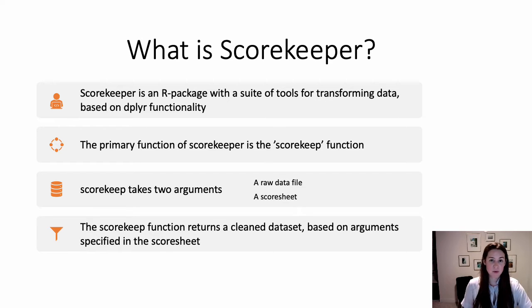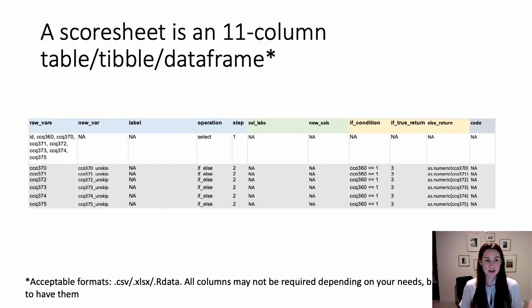And so you might be wondering at this point, what is a score sheet and what does it look like? A score sheet is an 11-column table, a data frame. It could be in .csv, .excel, .rdata, as long as you can read it in. Though I will say .csv, .excel are probably the easiest, and that is because it assumes that all of your inputs are either character or numeric and not vectors or lists on their own.